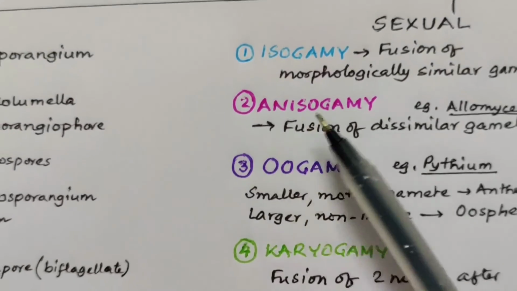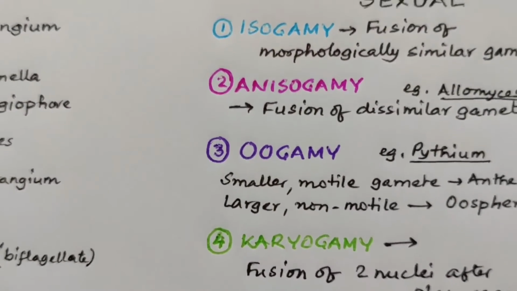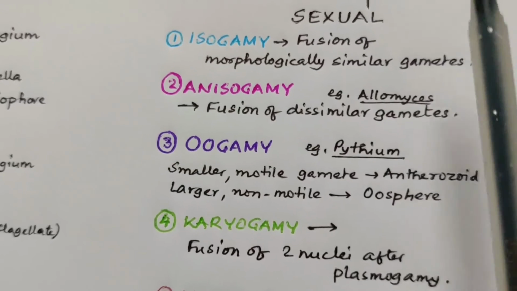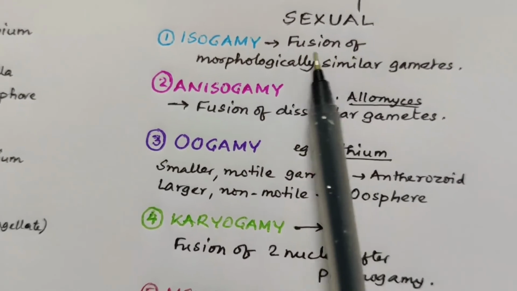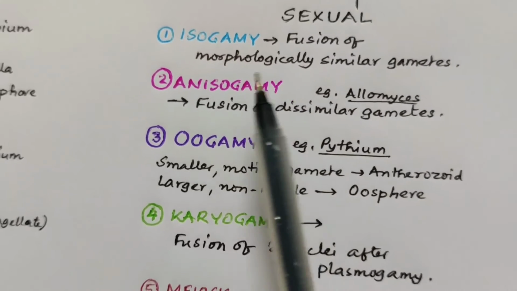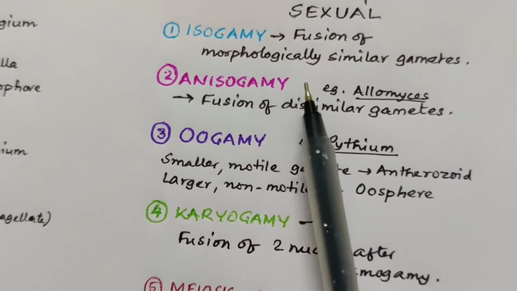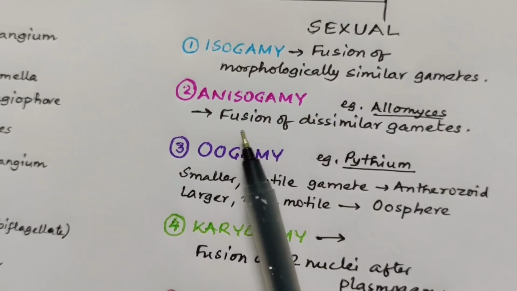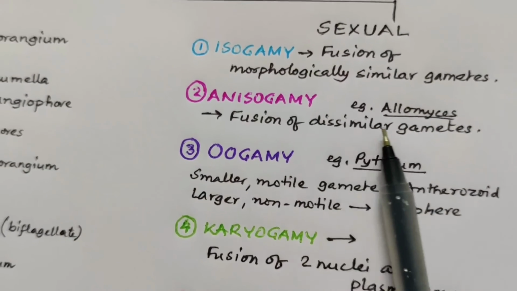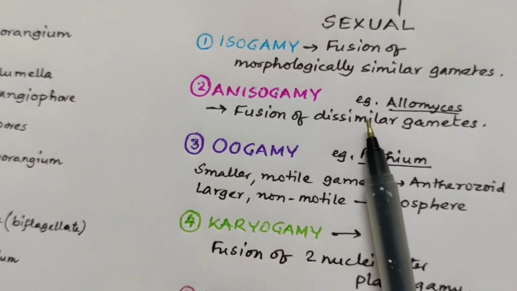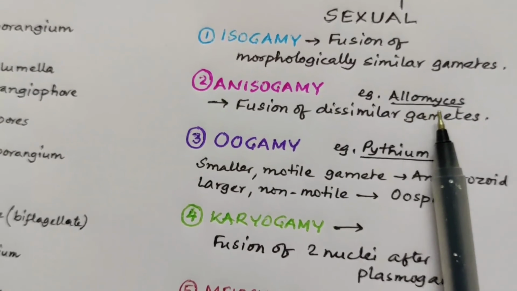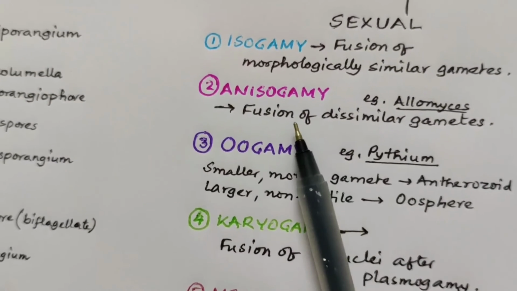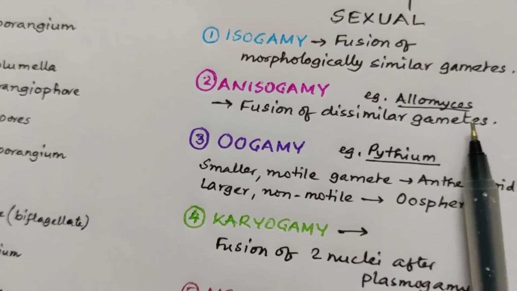Now coming to the sexual reproduction part. In this part you can see isogamy. Isogamy means gametes are similar in structure. There is a fusion of morphologically similar gametes. Number 2 is anisogamy. Anisogamy is a fusion of dissimilar gametes. Dissimilar in the sense both are having motile structures, both male and female gametes are motile. For example, Allomyces. One is small, another is bigger. The bigger one is the female gamete and the smaller one is the male gamete.